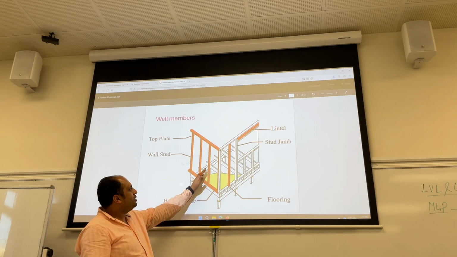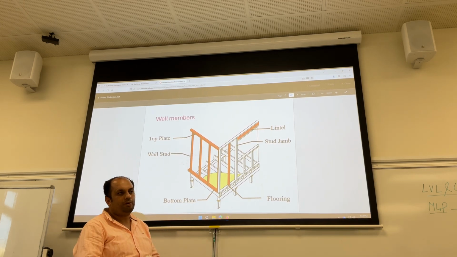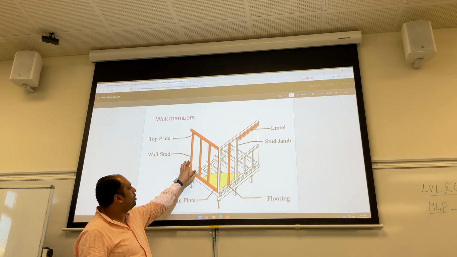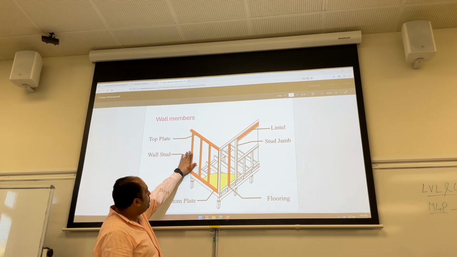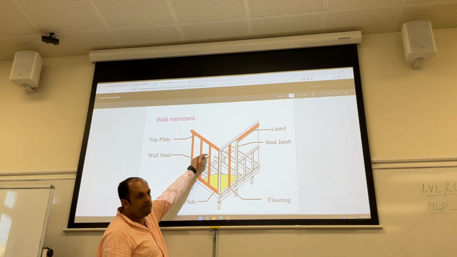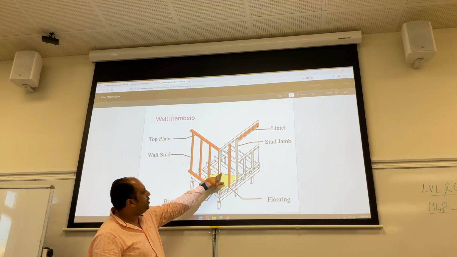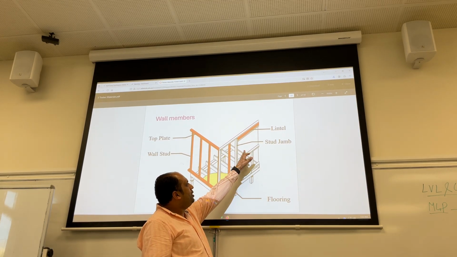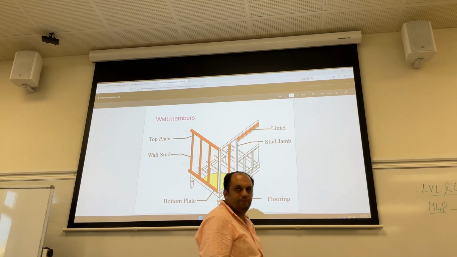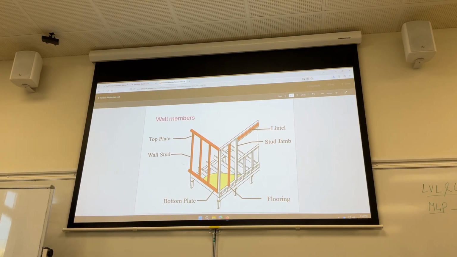Then you can nail the sheet to make the wall. So all the wall support will go where? To the wall studs. You know, they put the sheet here and then nail it to the studs. And this is the flooring. The stud near the window, we call it stud jamb. Okay. So this is an example of the timber building.